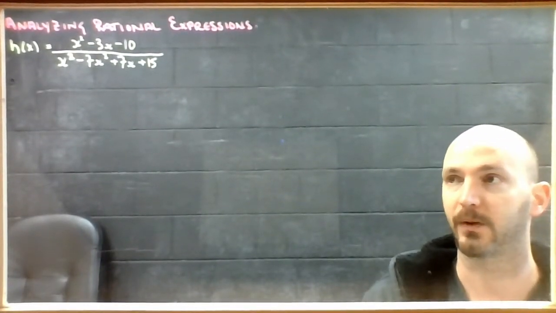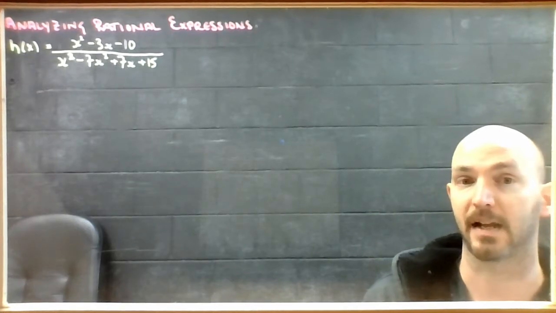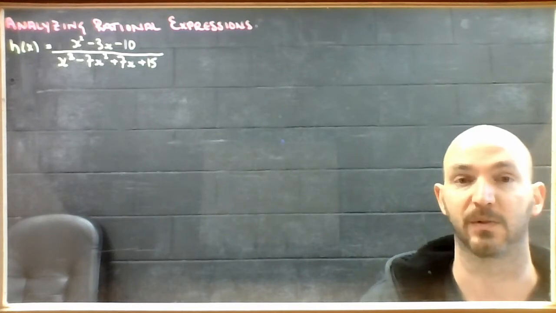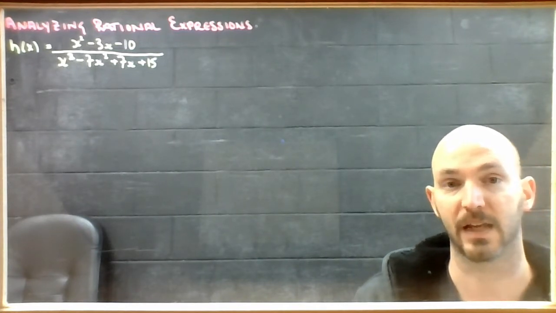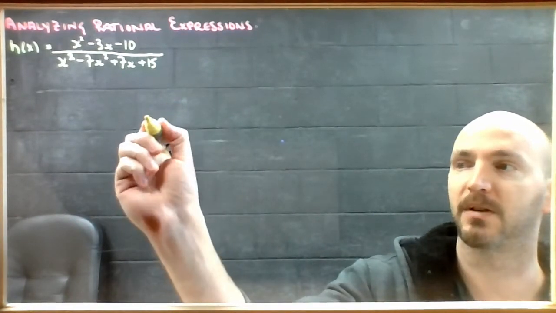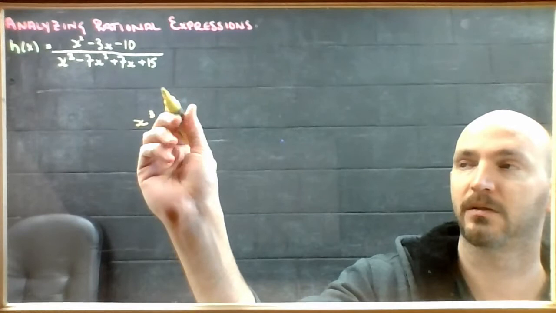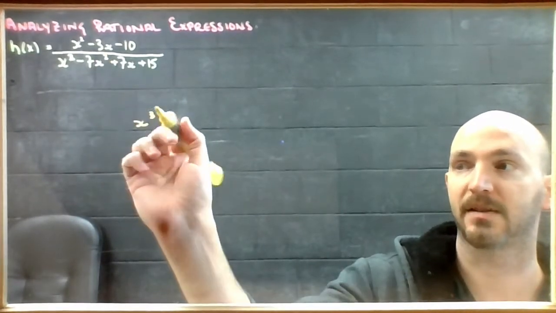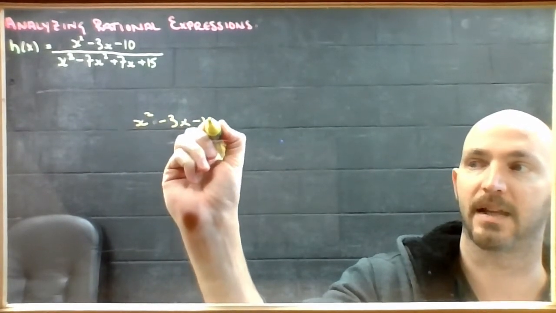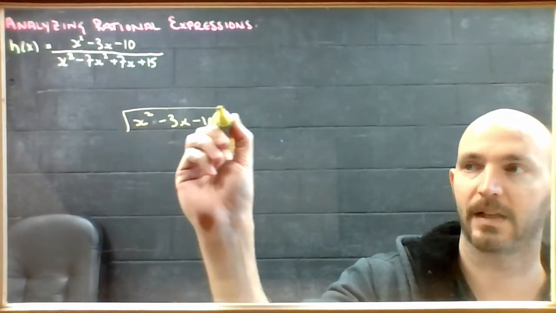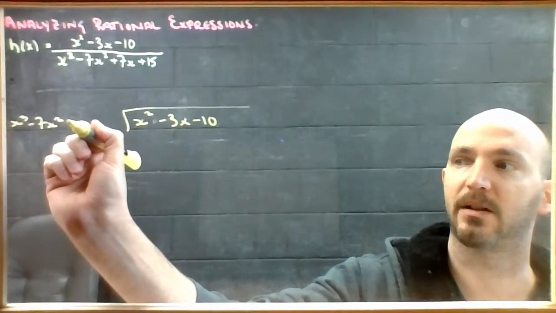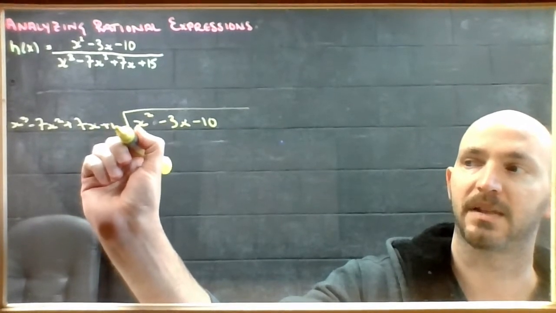Alright, for our third example, we have a quadratic stacked on top of a cubic. So as always in the analysis, I'm going to attempt to run the long division to get the end behavior form. So in this one, I'm going to be taking x squared minus 3x minus 10, and I'm dividing it by x cubed minus 7x squared plus 7x plus 15.